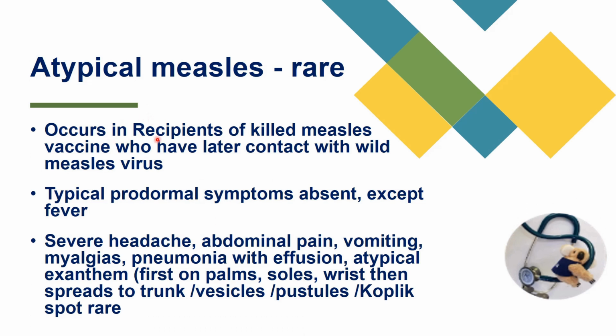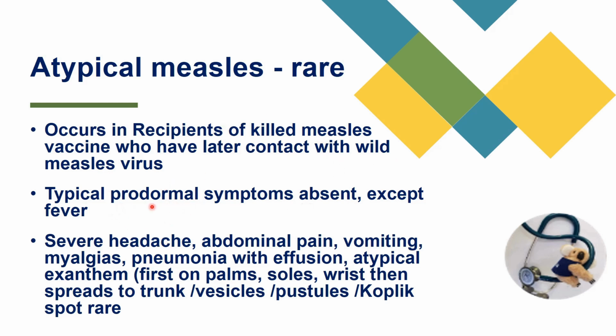And there is another atypical measles, which is very rare. Atypical measles usually occurs in recipients of killed measles virus vaccine who have later come in contact with the wild measles virus. But the measles vaccine which comes under the scheduled vaccination is a live vaccine. So those people who get the killed measles vaccine, which is very rare, only get this type of measles if they come in contact with the wild measles virus.